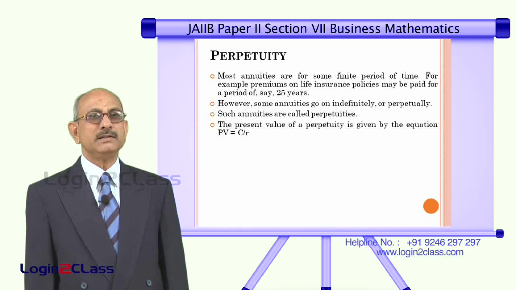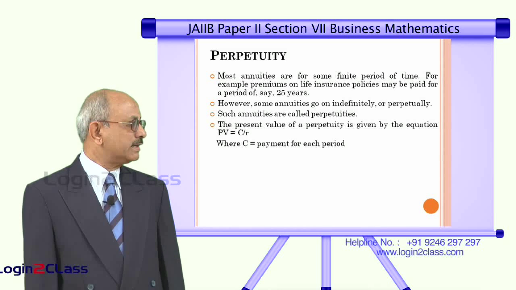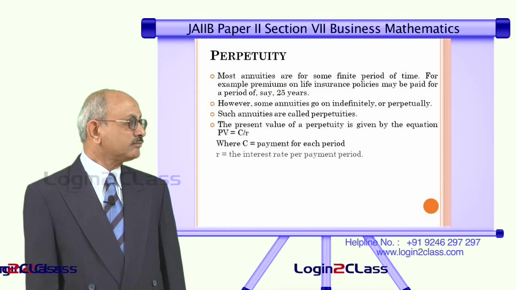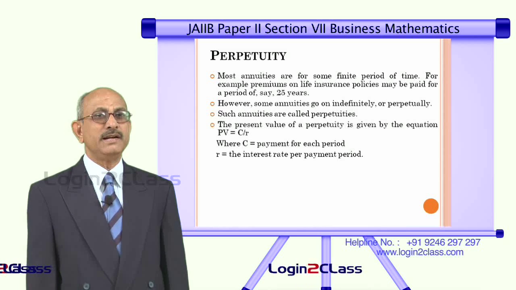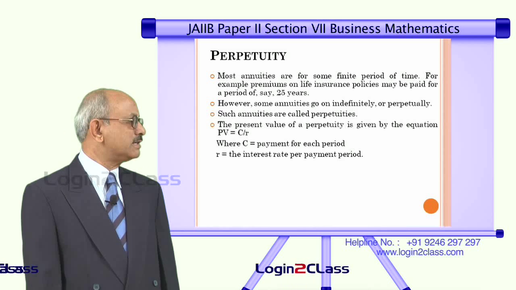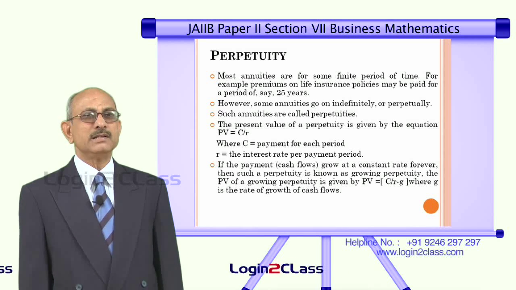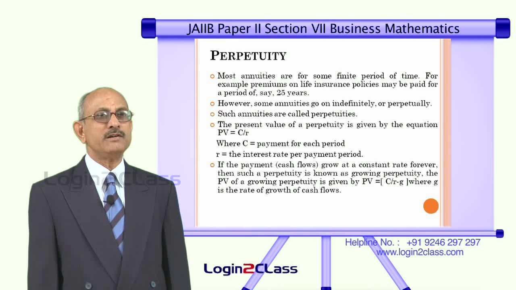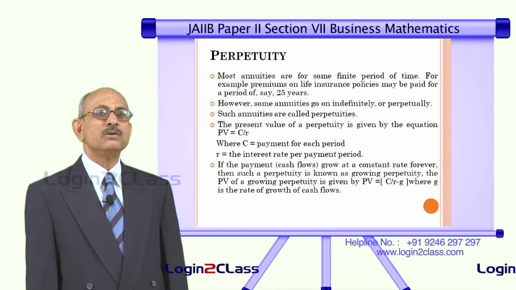It is given by C by R, where C is the payment of each period and R is the rate of interest per payment period. For example, let us say you are getting 1000 rupees every month as pension for an indefinite period and the rate of interest is 10%. So the present value of the perpetuity will be 1000 divided by R, that is 10% or 0.10. So 1000 divided by 0.10 will be 10,000. So the value of the perpetuity will be 10,000 rupees.